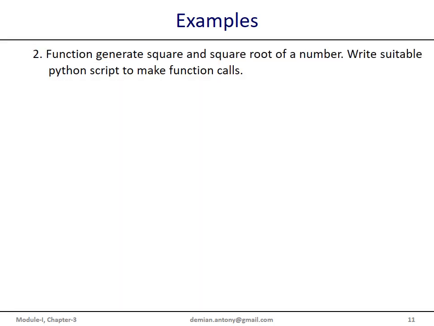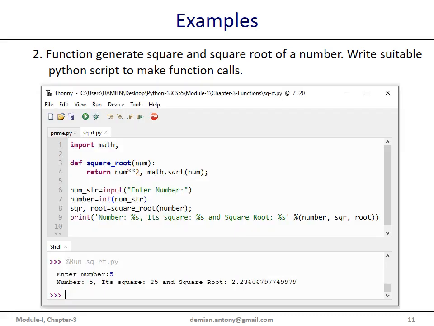Now let us develop a simple program to generate the square and the square root of a given number. To write this program, we have to use the math library of Python. We use the import statement to import the math library, and then we use the square root function to get the square root of a number. Here is the program.